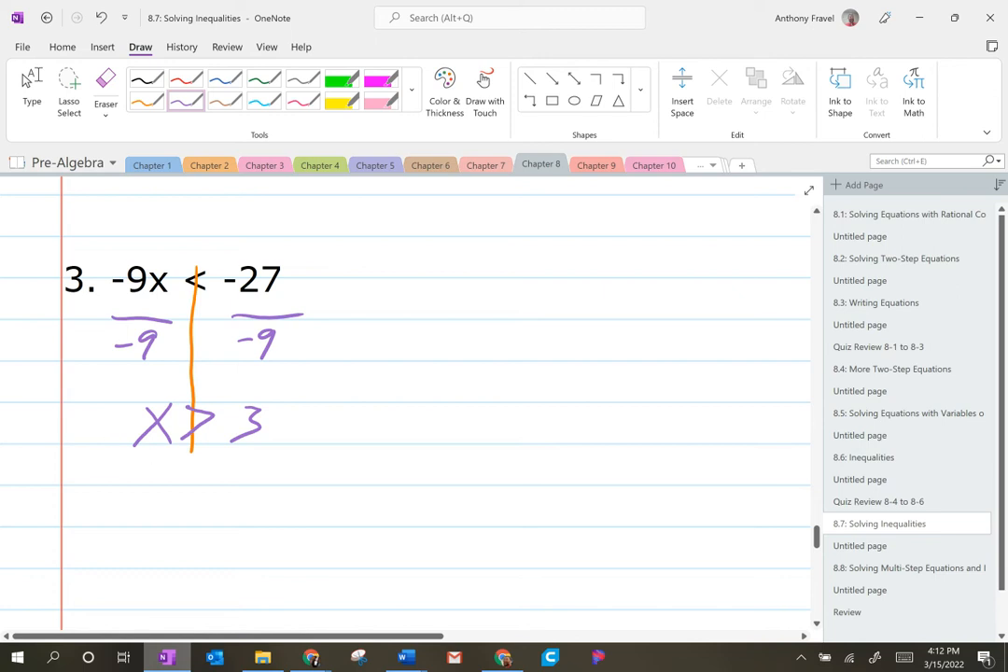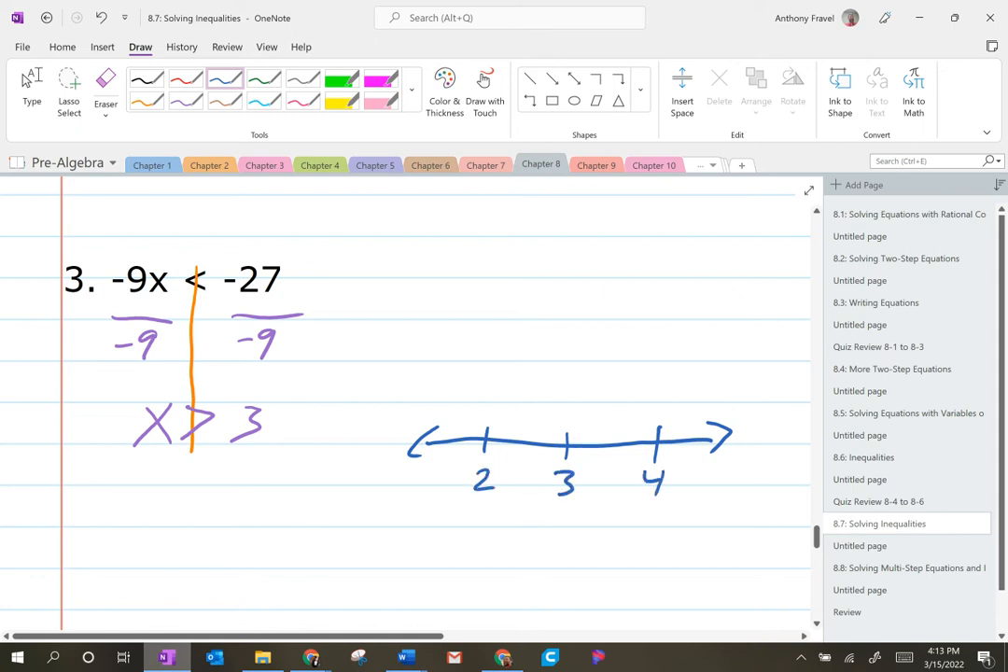Okay, my variable's on the left. I have my inequality in the center. I have my number on the right. Perfect. It is in the right order. So that part's good. Now for me to put it on a number line, I need at least 3 numbers.